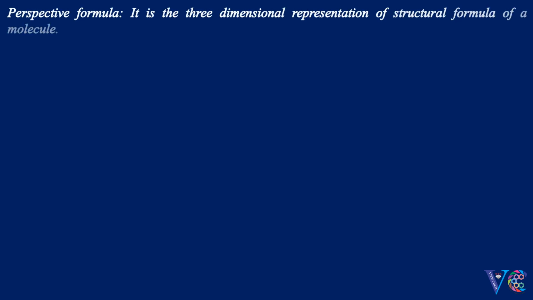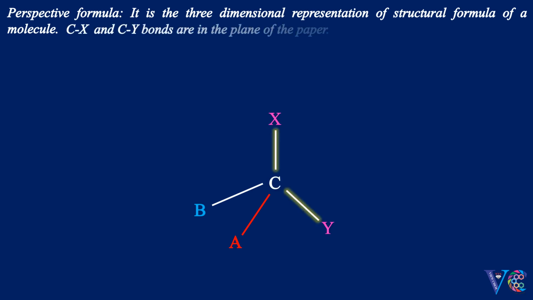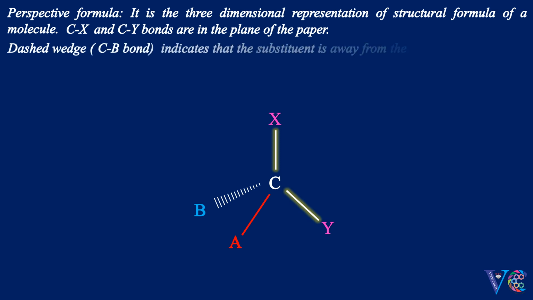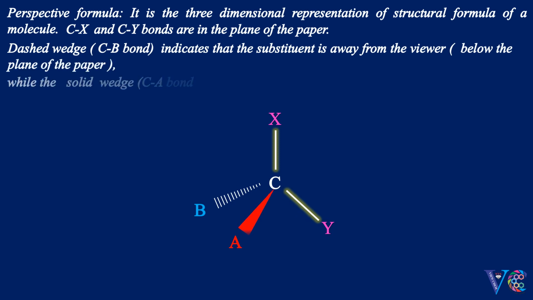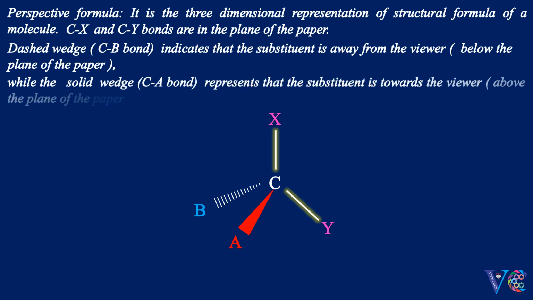Perspective formula. It is the three-dimensional representation of structural formula of a molecule. CX and CY bonds are in the plane of the paper. Dashed wedge, CB bond, indicates that the substituent is away from the viewer, that is, below the plane of the paper. While the solid wedge, CA bond, represents that the substituent is towards the viewer, that is, above the plane of the paper.